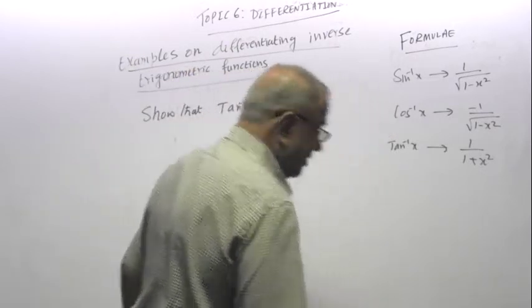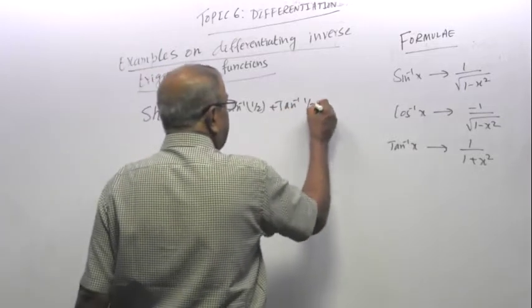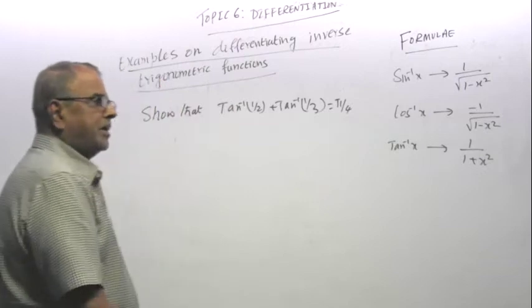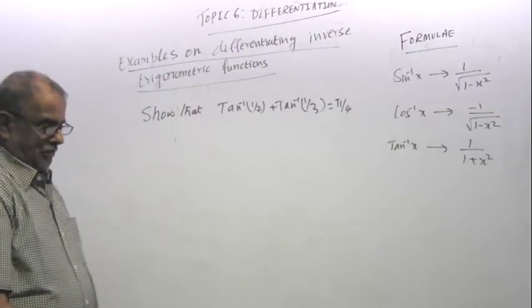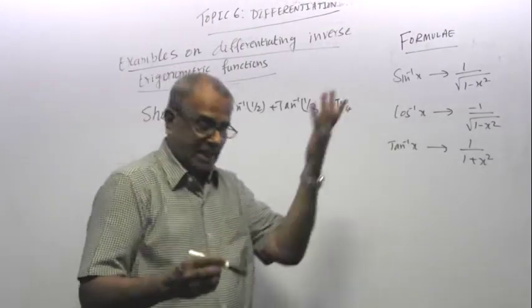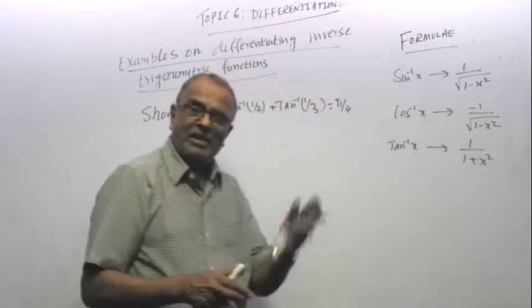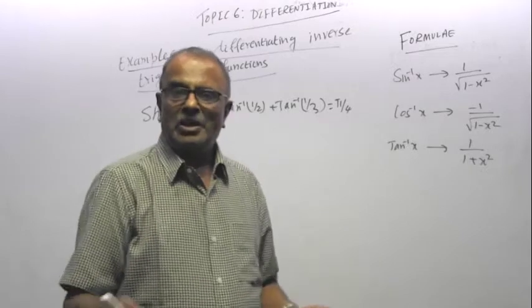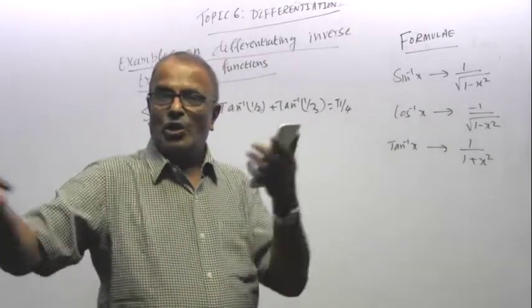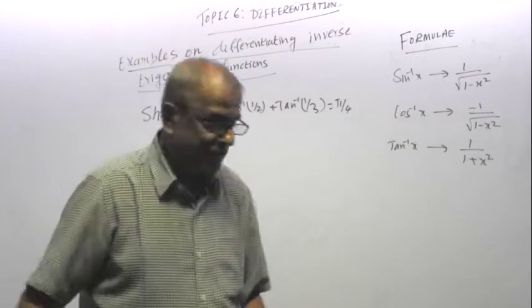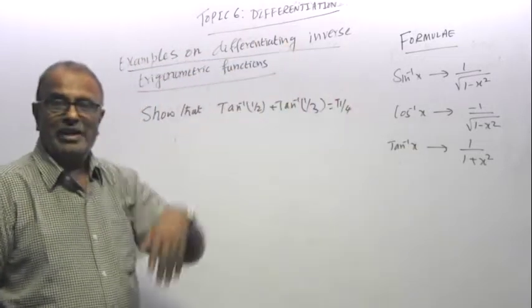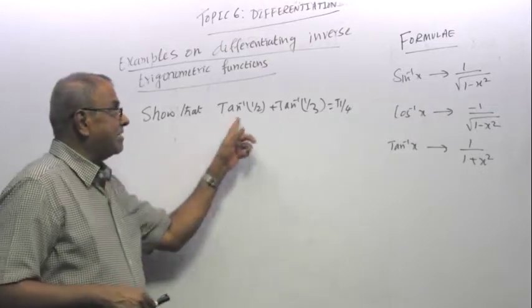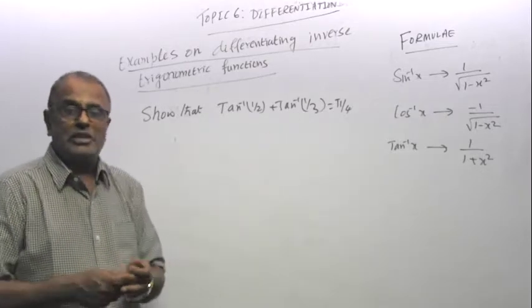Tan inverse half plus tan inverse 1/3 equals pi over 4. Of course, immediately what would you do? Take the calculator, find tan inverse half, find tan inverse 1/3, add the two, you get a decimal, do pi over 4. And they look similar even up to 10 decimal places. So you say, oh yeah, that's what they are. Then your marks would be zero. It has to be exactly equal to, you can't use approximations.